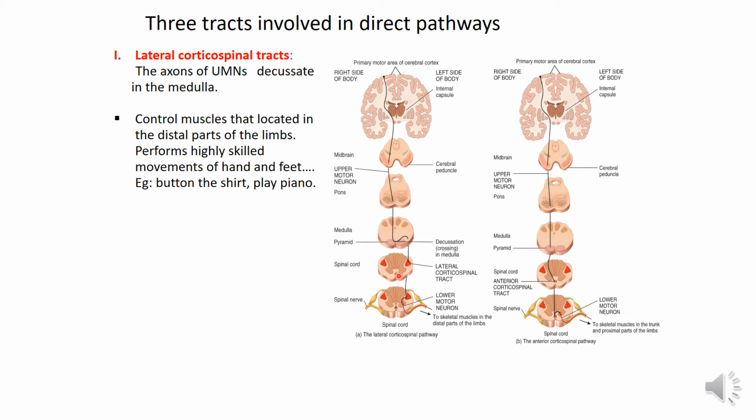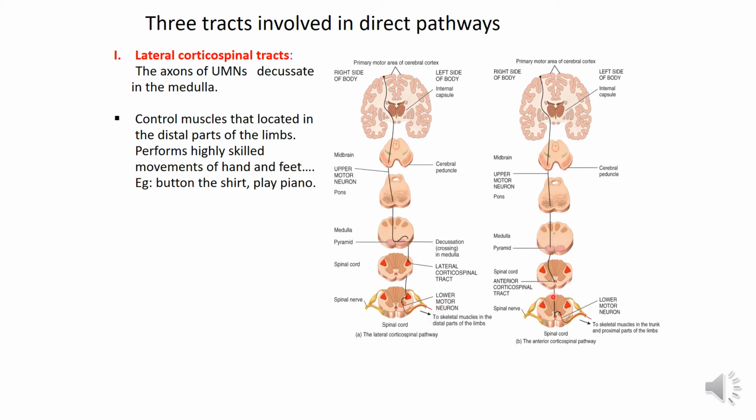We have here two types of nuclei: laterally situated nuclei and medially situated nuclei. The laterally situated nuclei supply the distal muscles of the limbs, like the muscles of the fingers, like muscles of the hand.